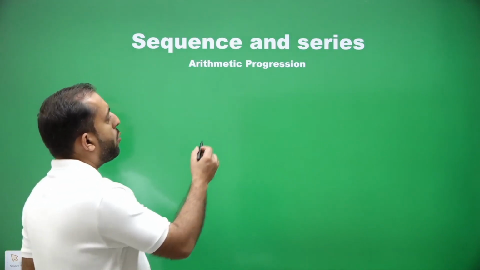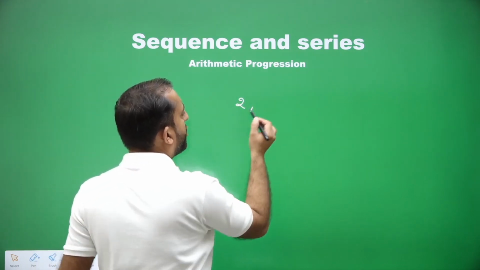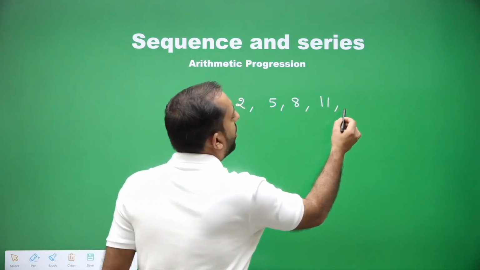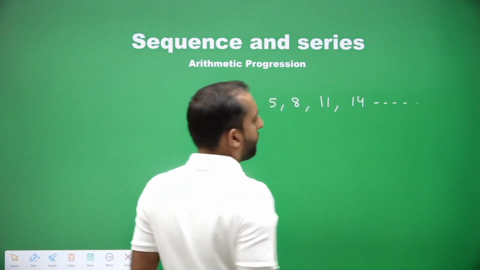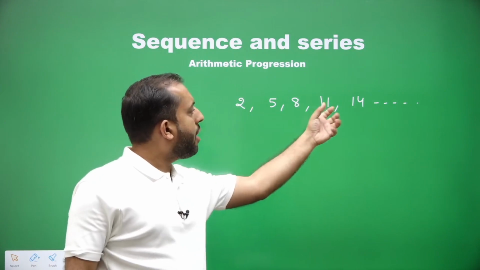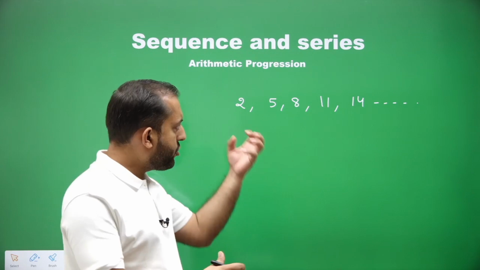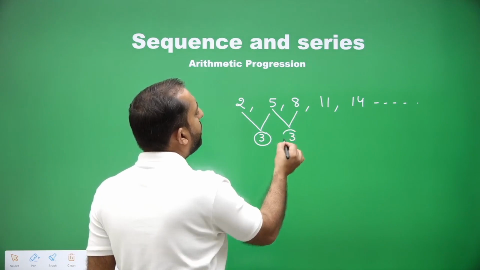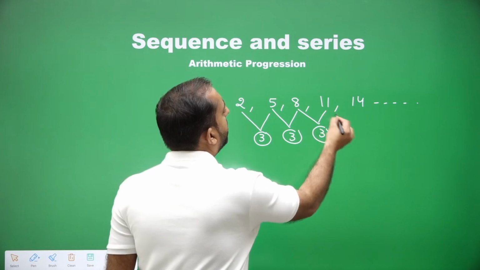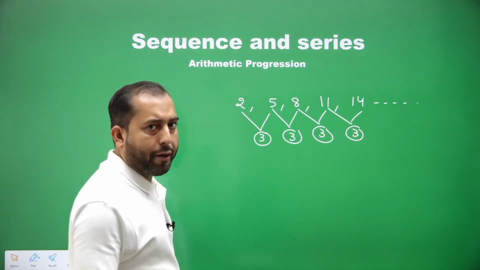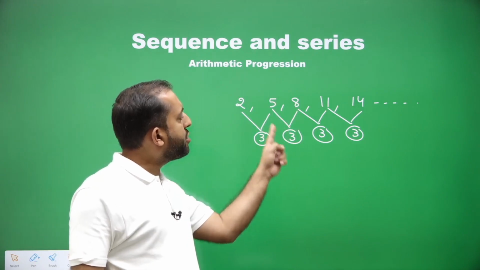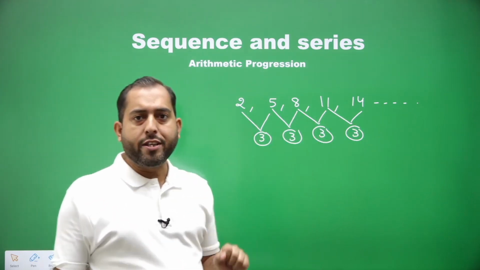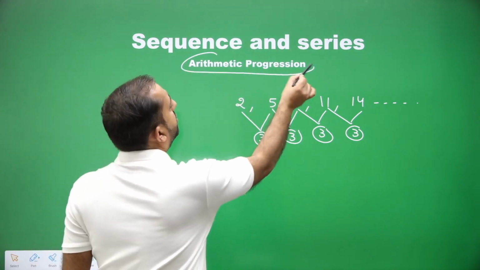See, suppose we are having some numbers in a sequence, numbers like 2, 5, 8, 11, 14 and so on. So these numbers are following a particular pattern. If you check it out, you will find the difference between every two consecutive terms of this sequence is 3. 5 minus 2 is 3, 8 minus 5 is 3, 11 minus 8 is 3, 14 minus 11 is 3. So these kinds of sequences are called arithmetic progressions.